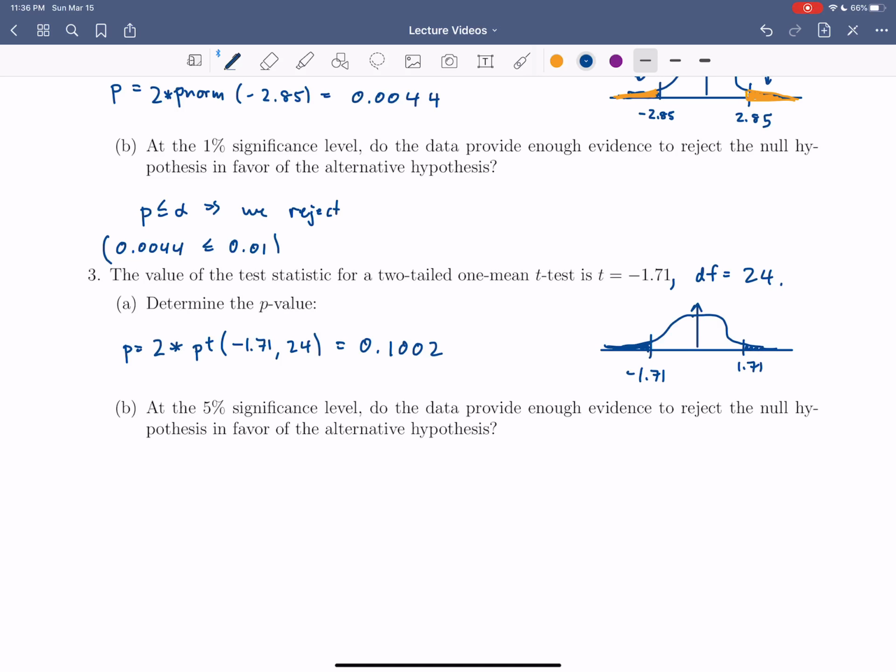And then at the 5% significance level, do the data provide enough evidence to reject or not? And the answer is no, do not reject. And again, the idea is that our p-value, which was 0.1002, is greater than our significance value, which was 5%, 0.05. Our p was not just greater than or equal to, we want it to be strictly greater than alpha. And we're done. Okay, so that's essentially the p-value approach.